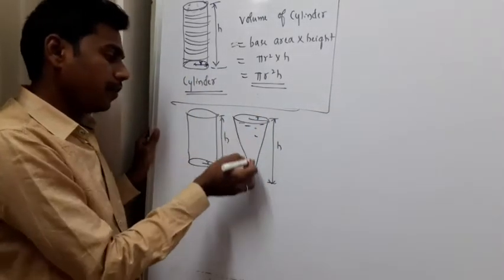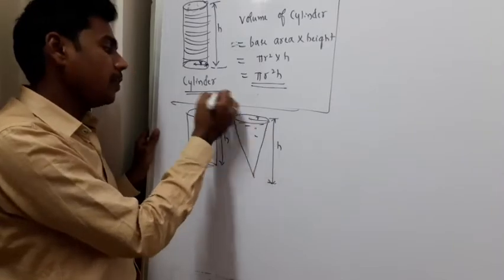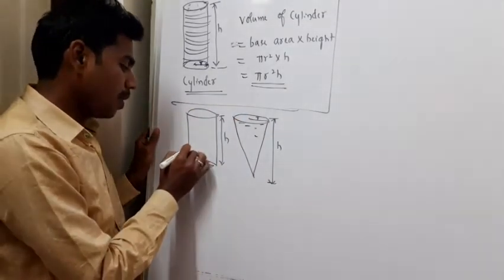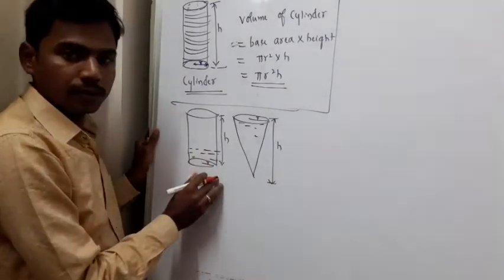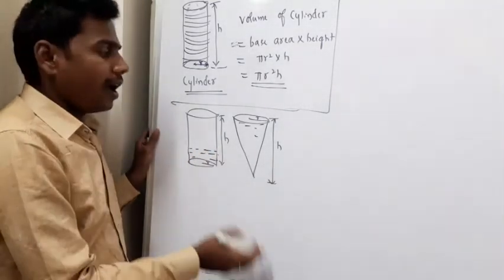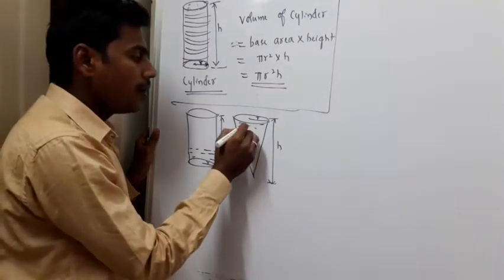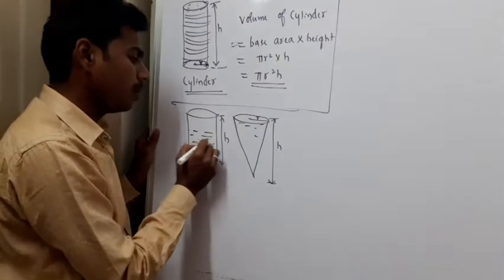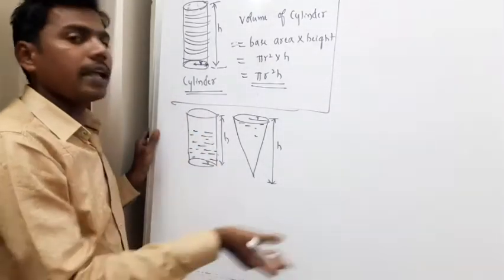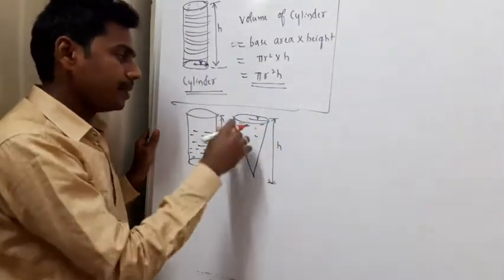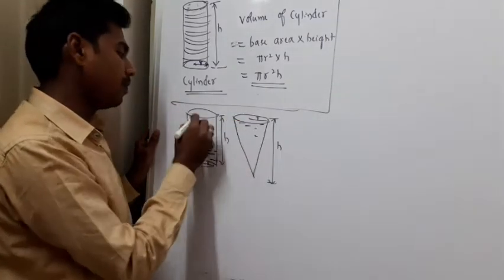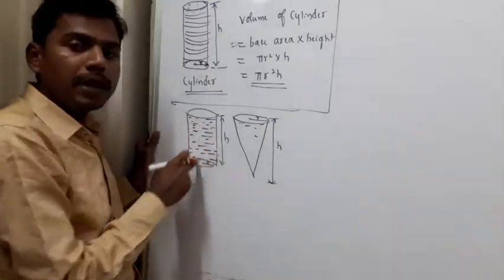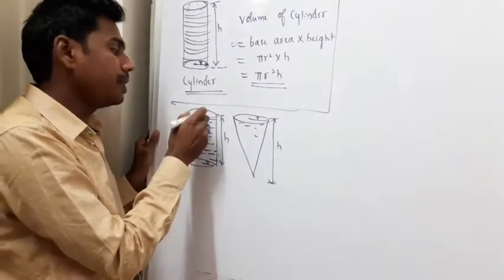When you fill this up to its brim and pour it into the cylindrical container, a part of the cylinder will be filled. Next time again you fill the water up to its brim and pour it. Again a part of the cylinder will be filled. Again you take water up to its brim and fill it. Now by the third time the complete cylinder will be full up to its brim.